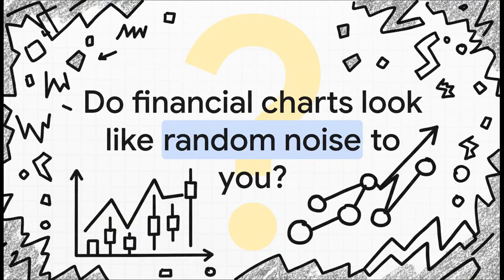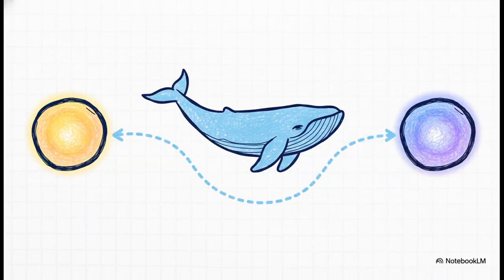Does this look familiar? I bet it does. It's a super common feeling, right? It just looks so unpredictable. But what if I told you that underneath all that chaos, there's a real narrative, a structure that you can actually learn to read? And the key to unlocking it is something called market structure.